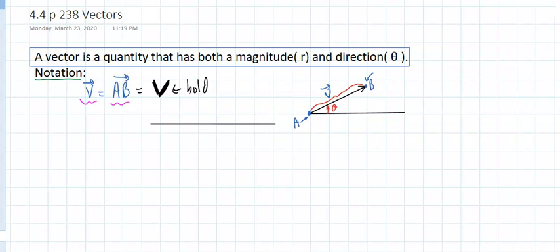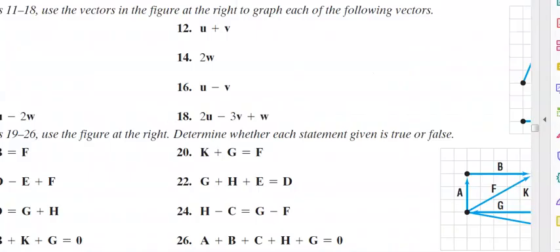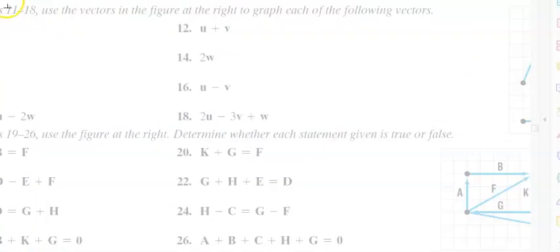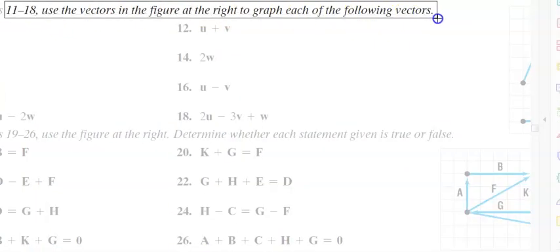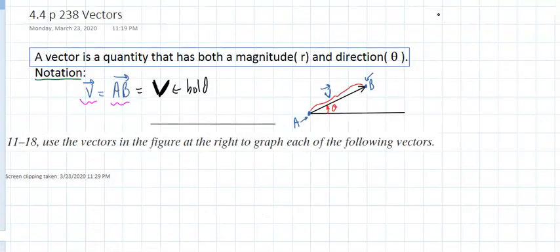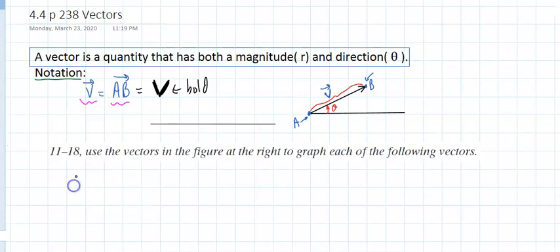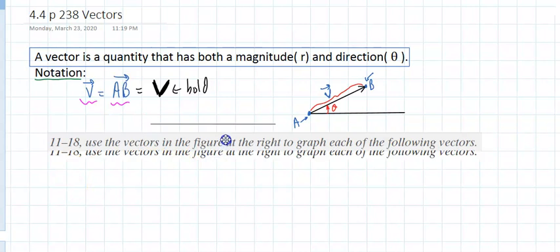So I'm looking at the first set of problems, and here it's kind of like a game, and I'll give you an example of what that stands for and how to play with those so that you can apply them easily. So use the vectors in the figure at the right to graph each of the following vectors.